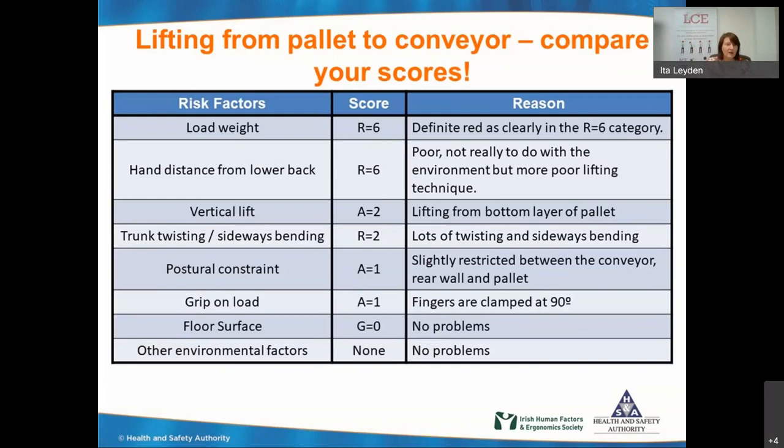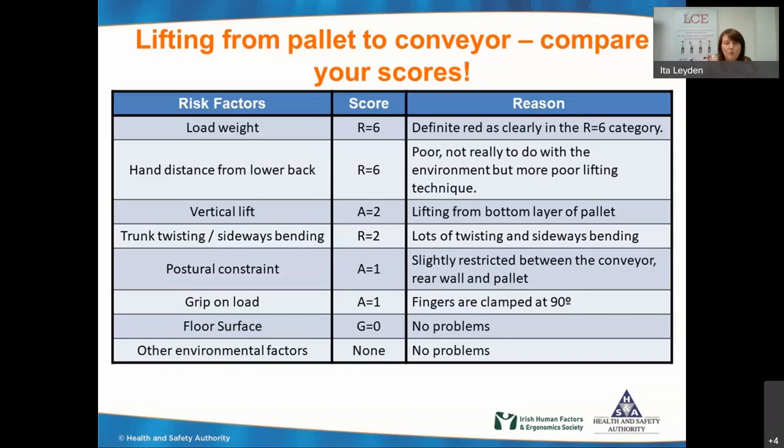So now, that will help us to identify where we need to focus. This is a high-risk activity. We should start our focus first by looking at the colour. So we focus on the reds. And then we look at the number. So we need to look at the load weight and the hand distance from the lower back. So when we're identifying our corrective action, that's what we focus on. So we always start with the colour first and then the score, because you'll see that you have a red 2 and an amber 2. The red 2 is the one we should focus on above the amber 2.